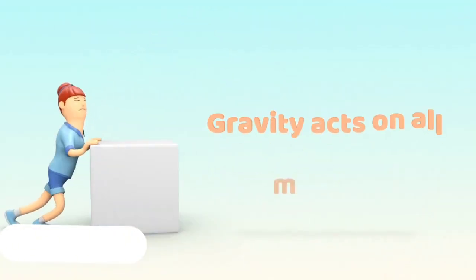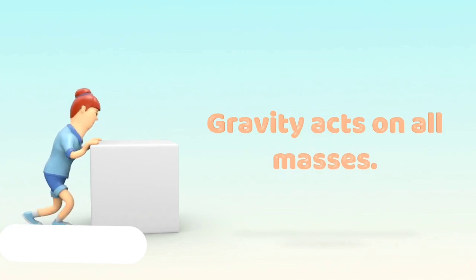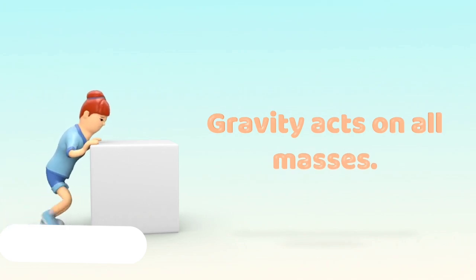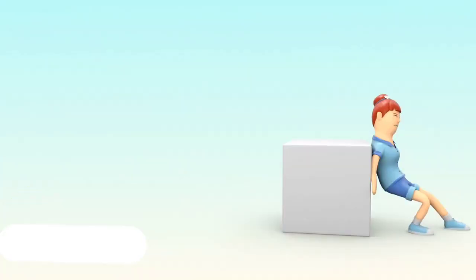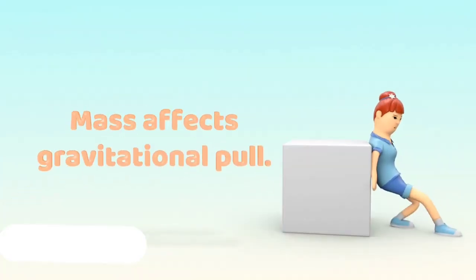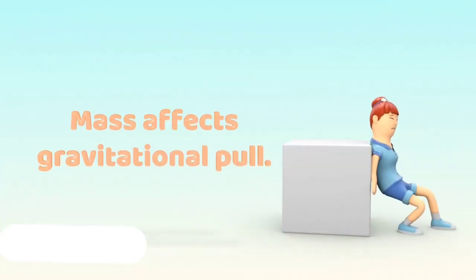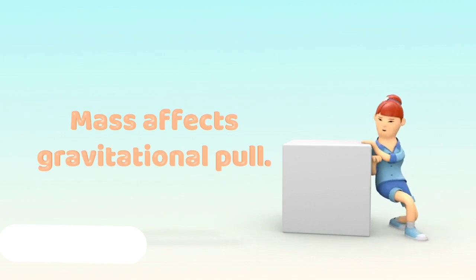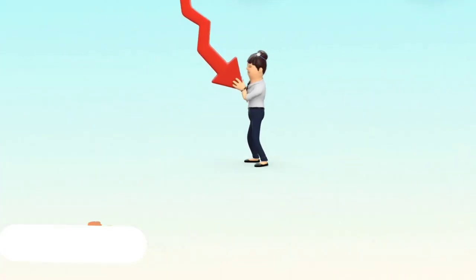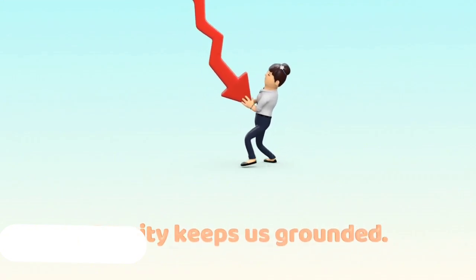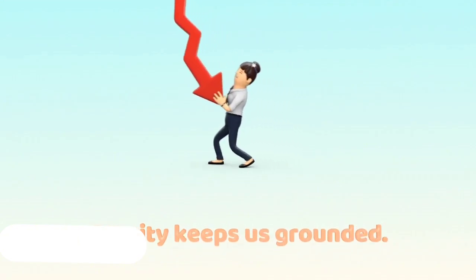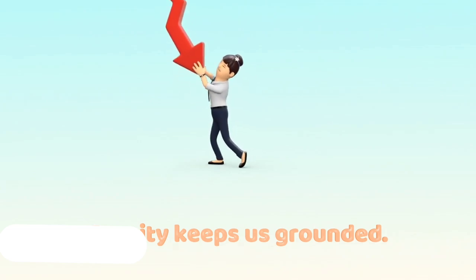Gravity pulls the apple toward the earth due to its mass, and this force acts on all objects, regardless of their shape or size. The more mass an object has, the stronger its gravitational pull. This explains why the Earth, being massive, has a stronger gravitational force than the apple. In summary, gravity is the reason why the apple falls. It's the force that keeps everything in place, from apples to planets.